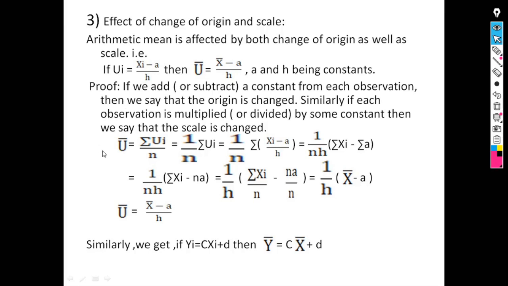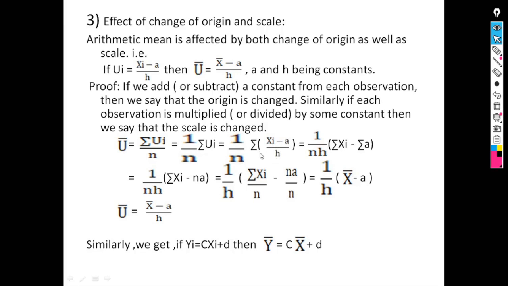Let us see the proof. We know the definition of arithmetic mean: x bar is equal to sum of observations divided by n, that is, x bar is equal to summation of xi divided by n. Similarly, u bar is equal to summation of ui upon n. The same term can be written as 1 by n summation of ui, and the value of ui is given as xi minus a upon h. Just substitute the value of ui: 1 by n as it is, and the value of ui is xi minus a upon h.